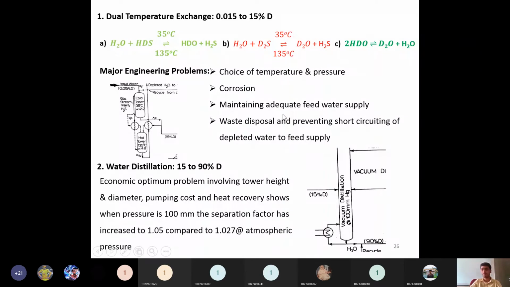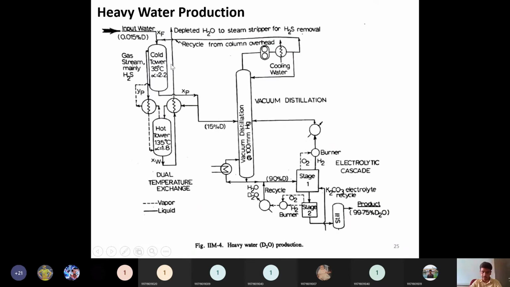And the next one is waste disposal and preventing short circuiting of the depleted water to the feed supply, which is also very difficult. Waste disposal is very difficult in nuclear power plants, especially in this heavy water production. So this is about the first tower, this process. Okay, I hope it is clear. If this process is clear, I will go to the next process.